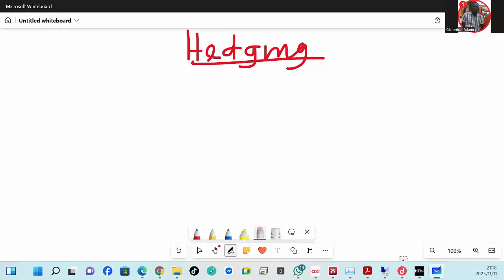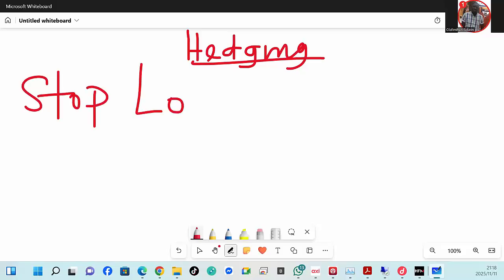Why do we use hedging? We use hedging to eliminate stop loss. That's the main reason why hedge traders normally use hedging. Because we don't want to use stop loss. Stop loss is a scam. If you are trading, you are using stop loss.